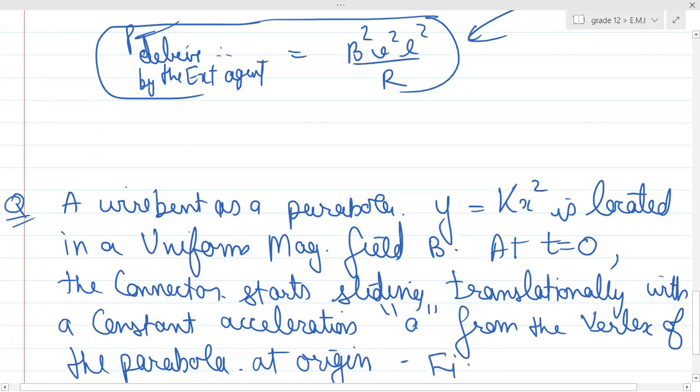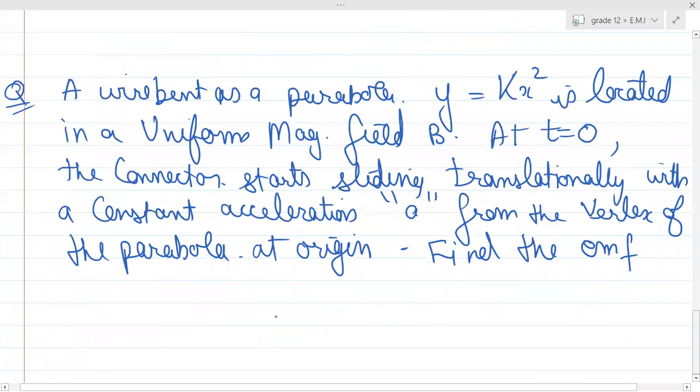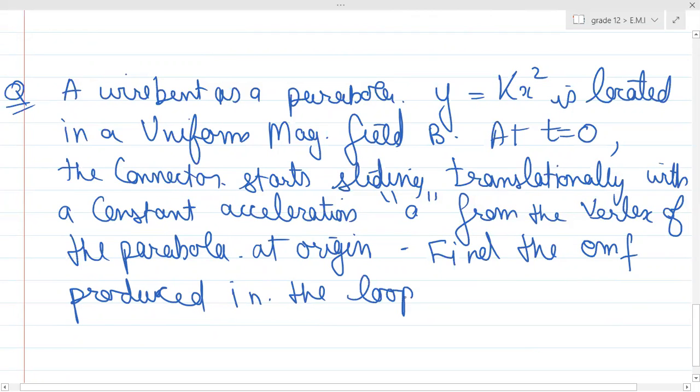So the question is, find the EMF produced in the loop as a function of y.